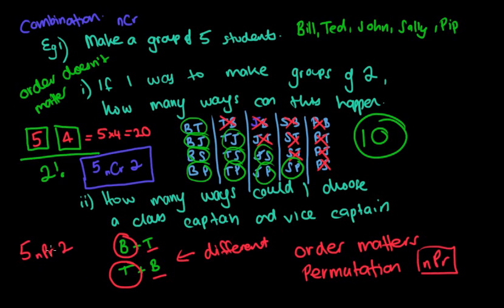It's a permutation, and we're looking at how to make two different things: a vice captain and a captain. So if I put that in my calculator, that actually just means 5 times 4, which is going to give my answer of 20 combinations, which was similar to that first question.